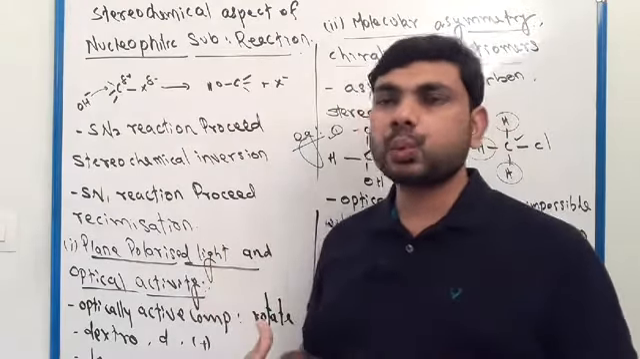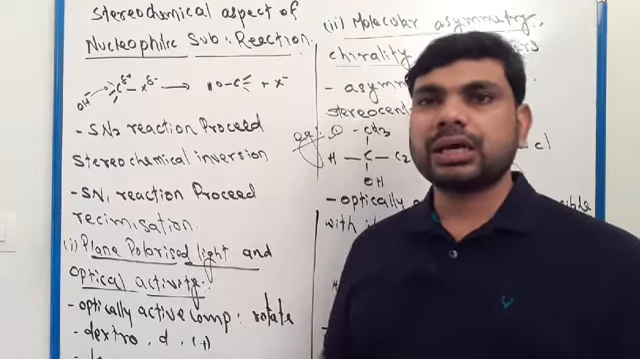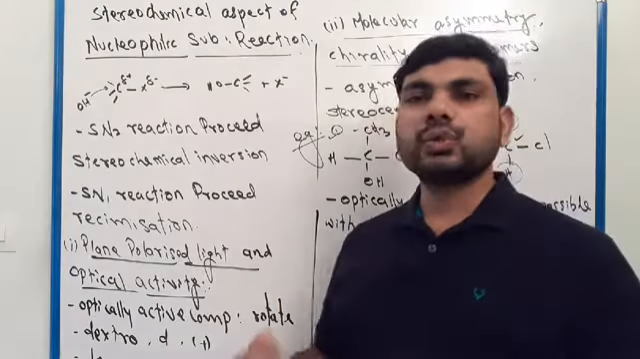Here is another thing we have to understand: SN1 reaction proceeds to a product with racemization. Racemization means SN1 reaction produces a racemic mixture. We will discuss more details about racemic mixture. Now you understand SN1 reaction gives a racemic mixture. Clear? So SN2 reaction: stereochemical inversion, SN1 reaction: racemization. Remember these two points.